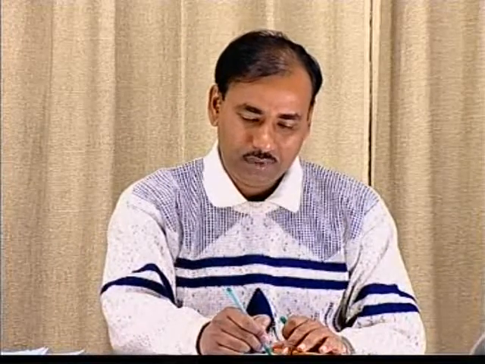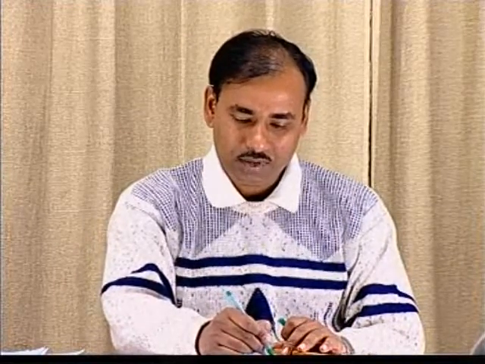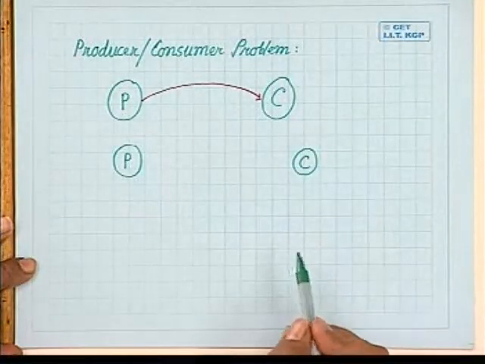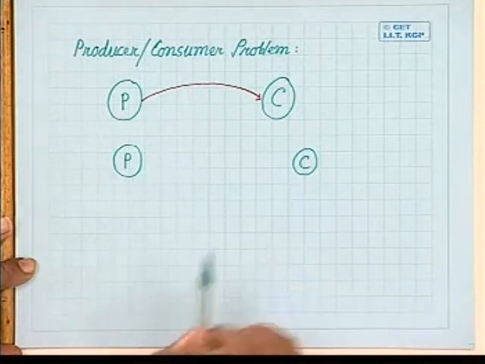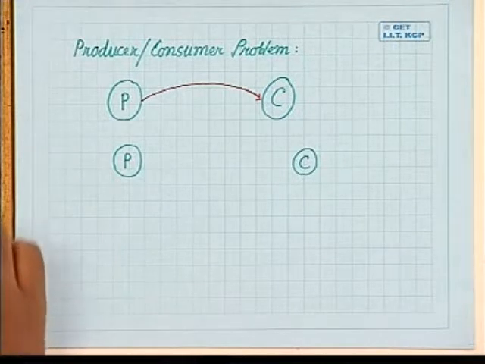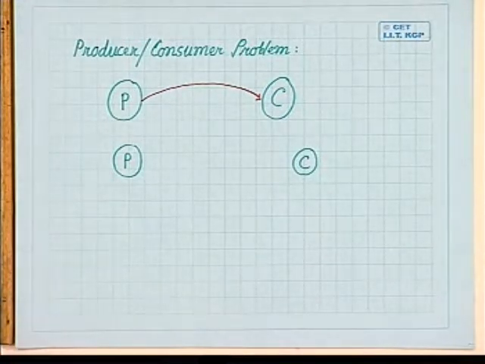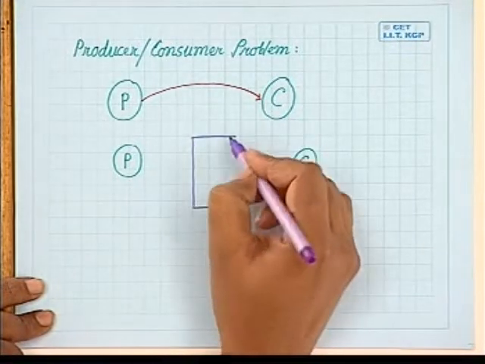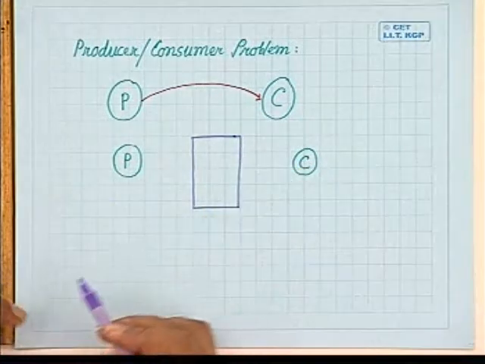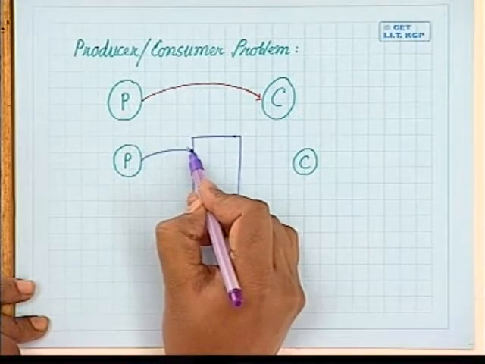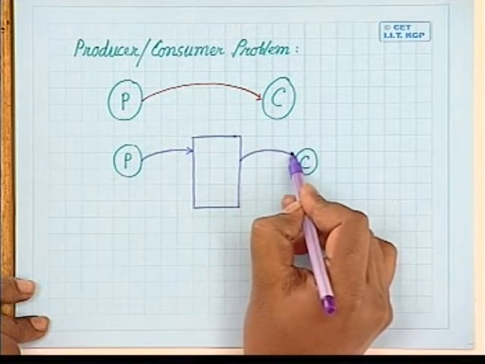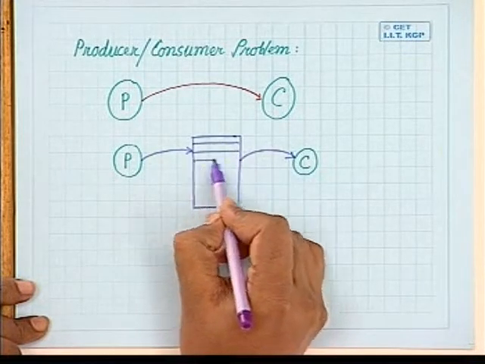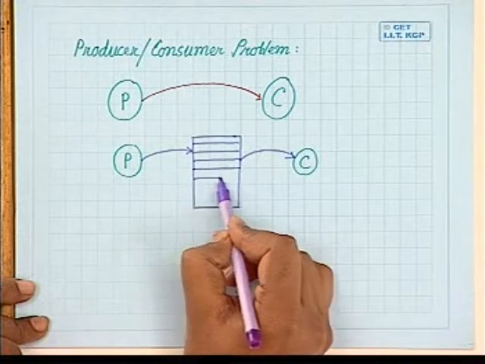So the concept will be like this. I have a producer process, I have a consumer process. Now, instead of directly sending the data from the producer to the consumer, in between producer and consumer, you have some buffer pool. So the producer will produce the items and put them in the buffer pool or array of buffers, and the consumer will consume the items from the buffer.